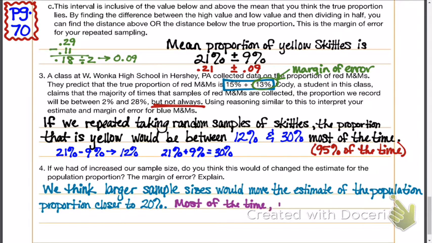Most of the time, as the sample size increases, the margin of error decreases.